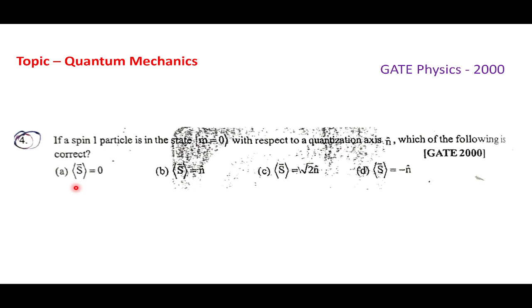So you can write the expectation of S vector as the expectation of Sx along the x cap direction, plus the expectation of Sy along the y cap direction, plus the expectation of Sz along the z cap direction. Now think about the expectation values of Sx, Sy and Sz explicitly. Then put the values and you will get the answer. Is that clear?